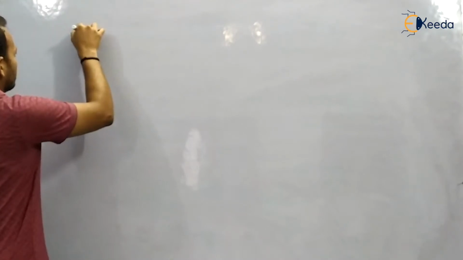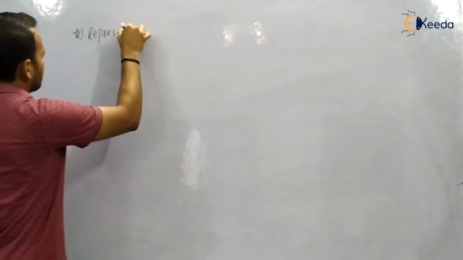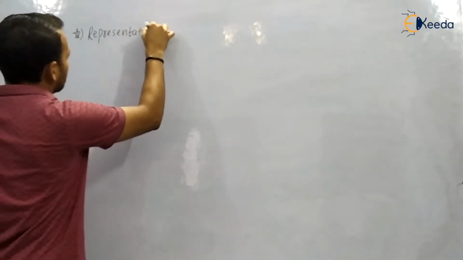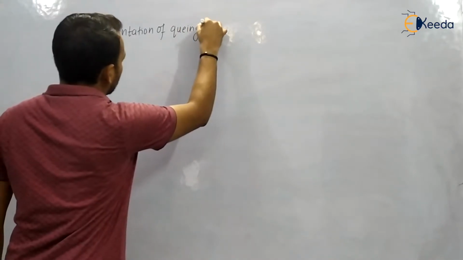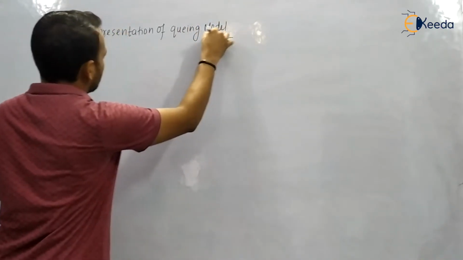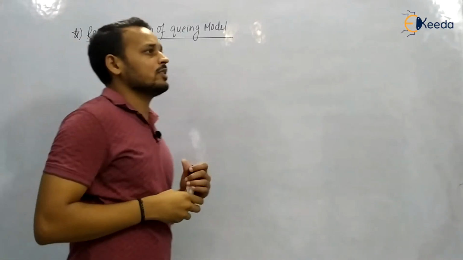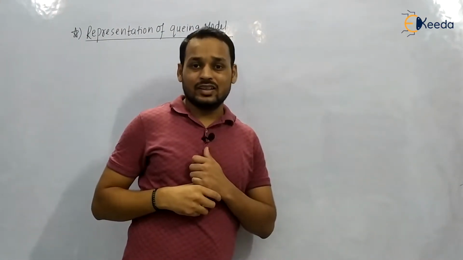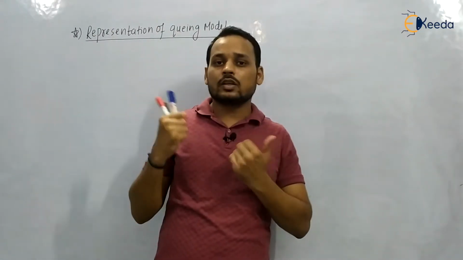So our topic is representation of queuing model. Basically there were two scientists, named Kendall and Lee, who gave how we are going to represent the queuing model.